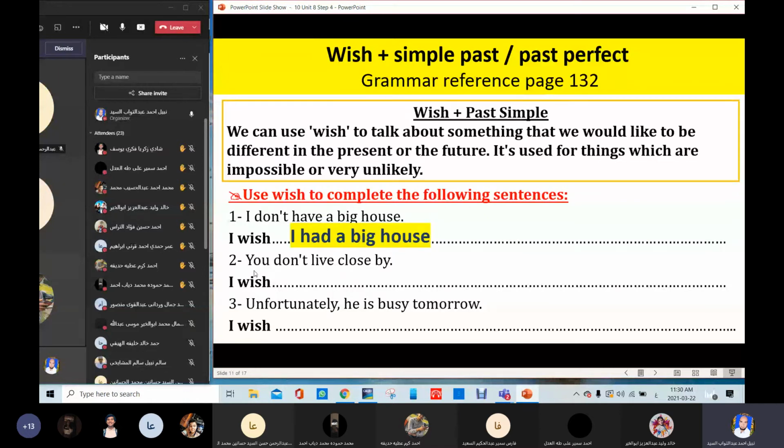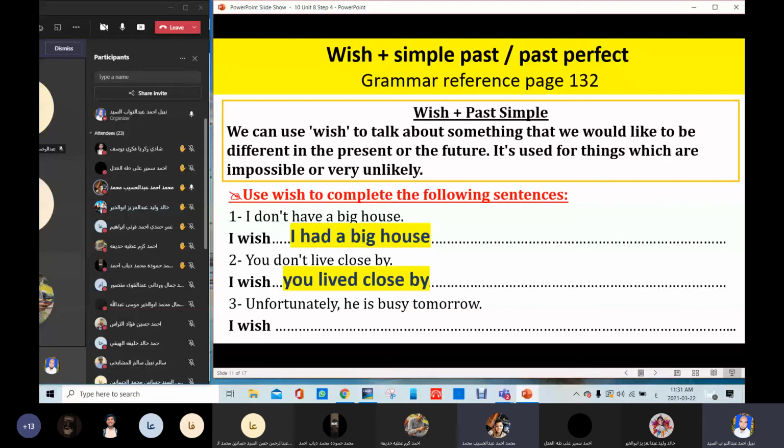Okay, second sentence. You don't live close by. I wish you. Begin with "you." Here it is negative, so use positive, and this is the present, so you change it into the past simple. Muhammad Abhasin. You don't live close by. I wish you live... live or lived? I wish you lived close by. Past simple, yes. Very good. So you can use past simple or you can use could. You can say, I wish you could live close by. I wish I could have a big house.